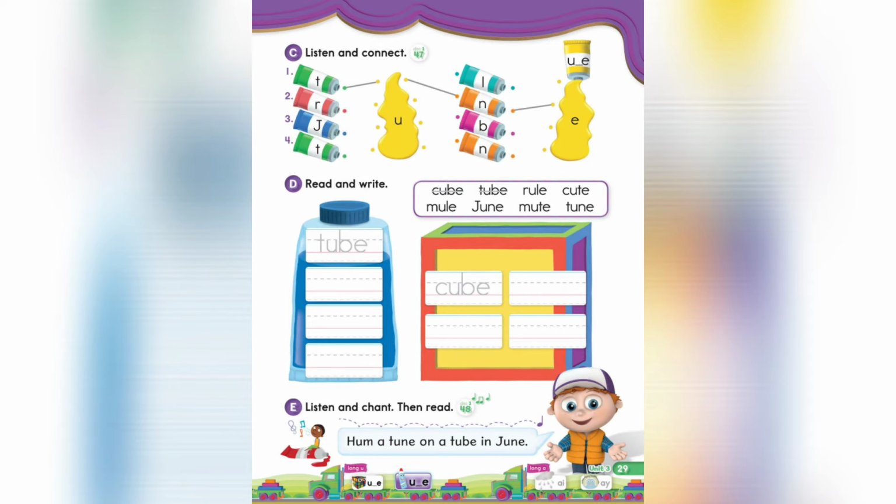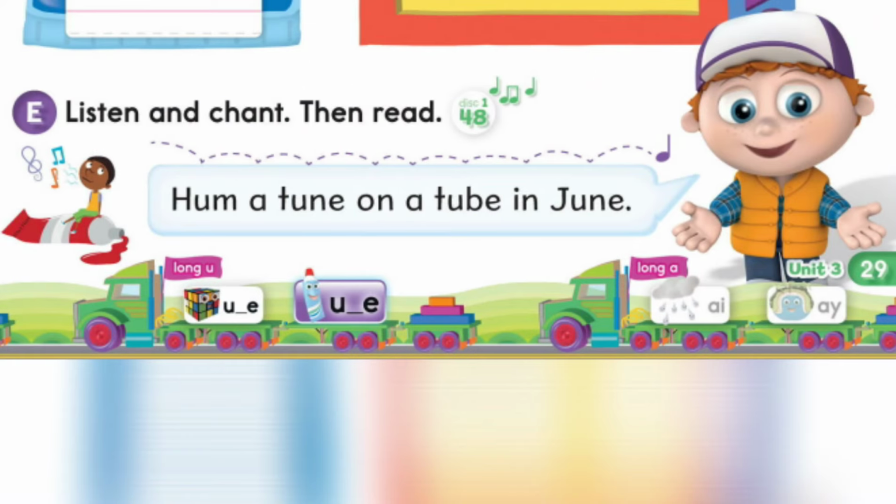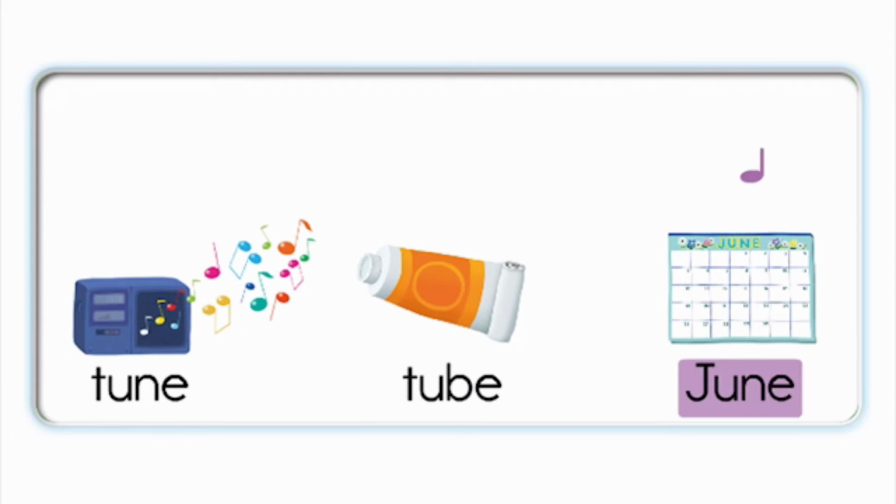Page 29. E. Listen and chant. Then read. Tune, tube, June. Tune, tube, June. Tune, tube. Tube, June. Tune, tube, June.